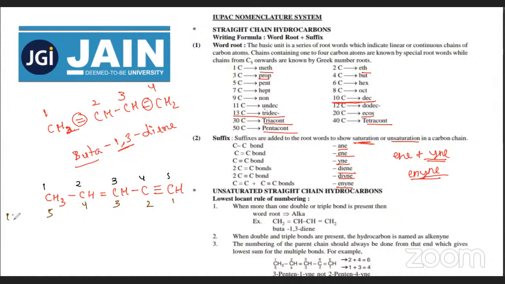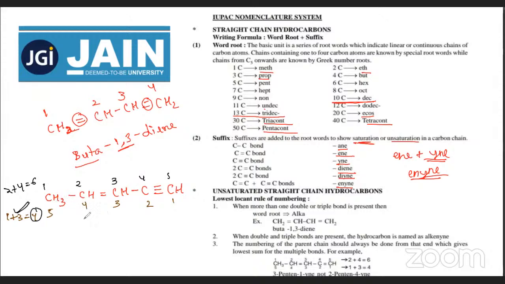So I write it as 1 plus 3, which comes as 4. And for the first one, I'm getting the double bond at 2 and a triple bond at 4. So 2 plus 4 is equal to 6. So where I get the smallest number, that particular thing is preferred. So based on that, we'll write the name.